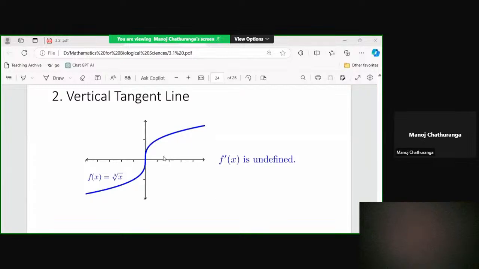So at this point, for this graph, at the origin, the tangent line is vertical. Vertical means it has no meaningful slope. So even though we have a nice tangent line, its slope is undefined at that point. How can we see it?